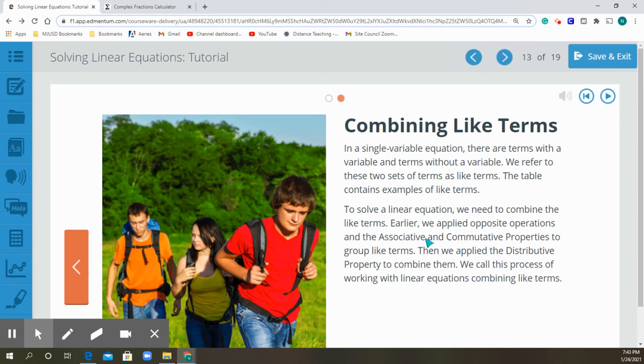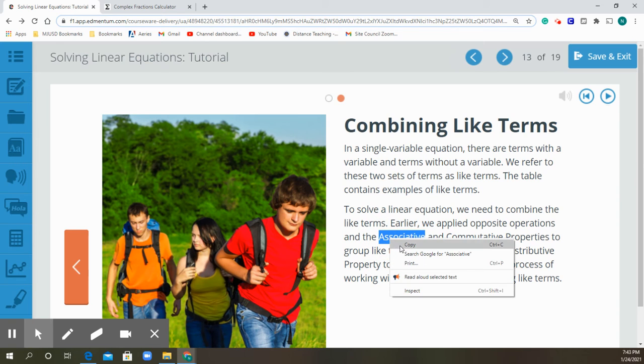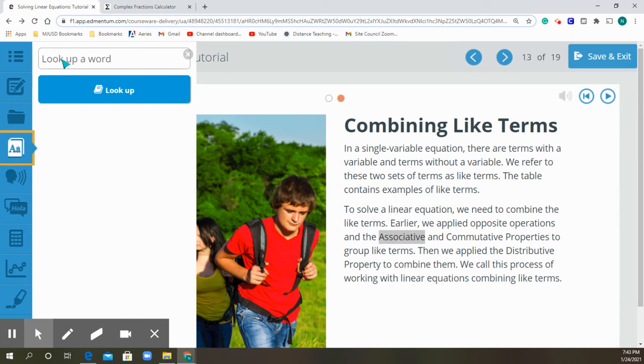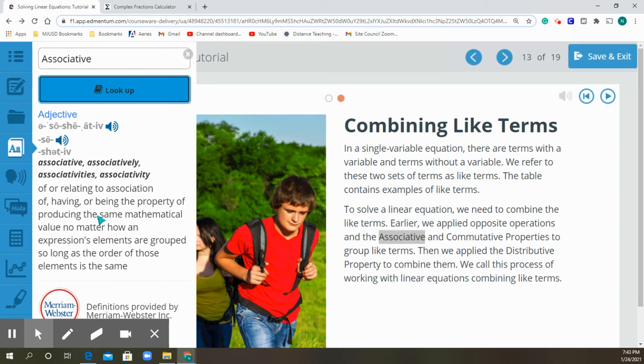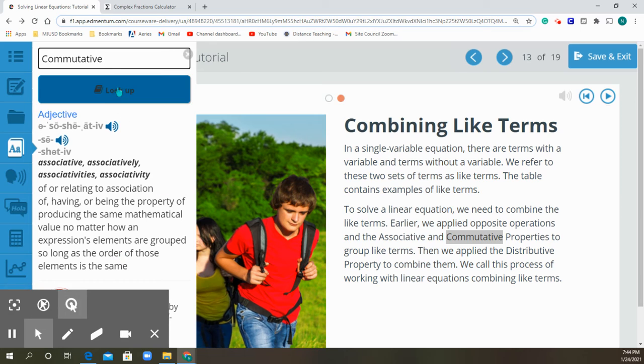Remember, if you need to know what these properties are called, we did look them up in previous lessons, but you can go to the dictionary and look them up. Okay, so producing the same mathematical value no matter how an expression's elements are grouped, so long as the order of those elements is the same. Okay, or commutative. And we did put these in our notes in an earlier lesson, but those notes don't save. So that's not very helpful.